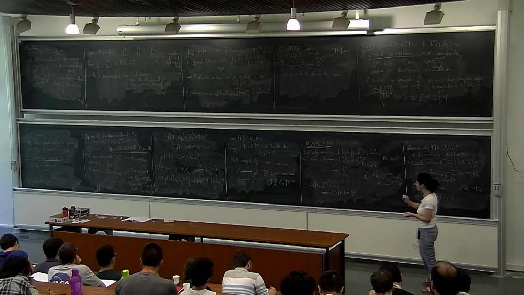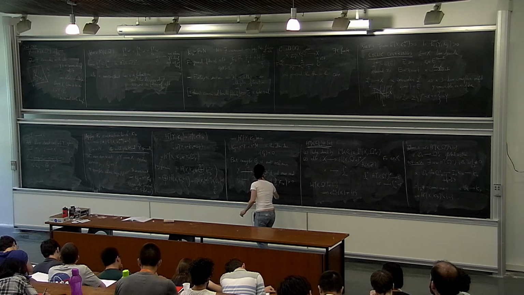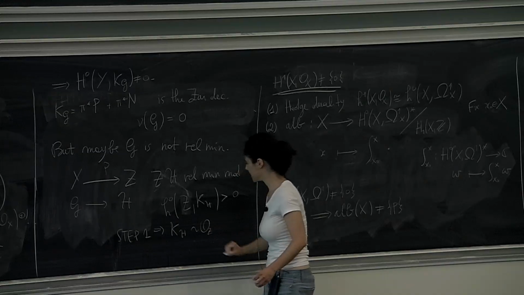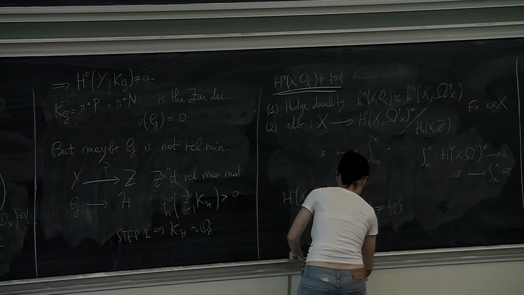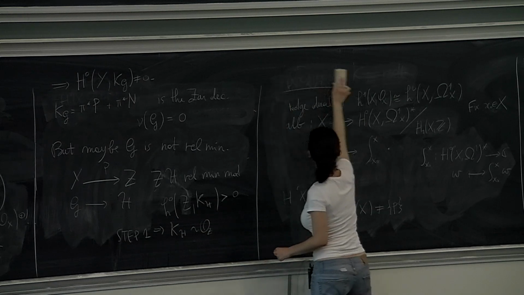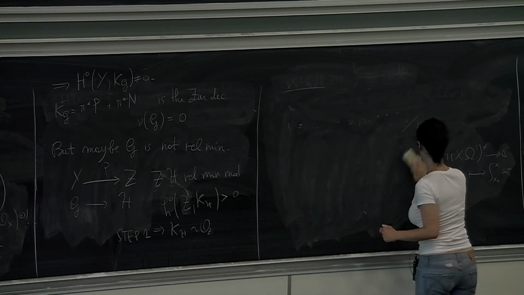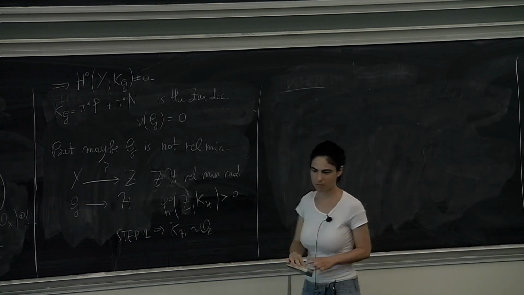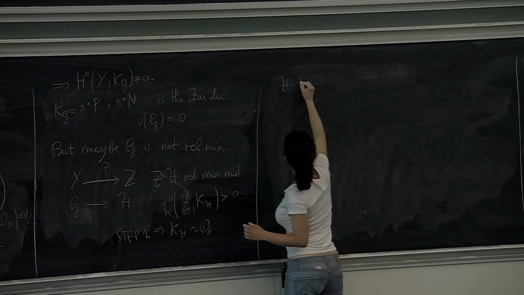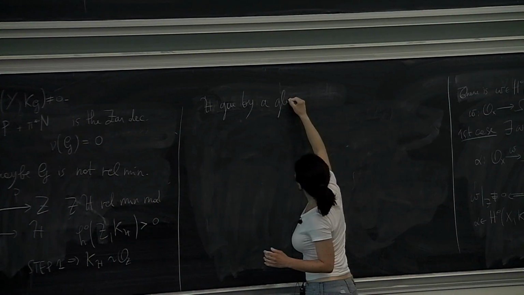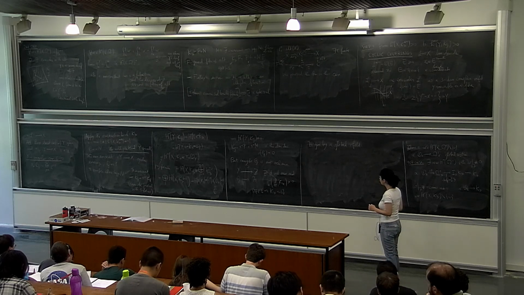Okay, but now by step one, K_H is trivial, and then K_H is generated by a global vector field. Okay, and that's it.